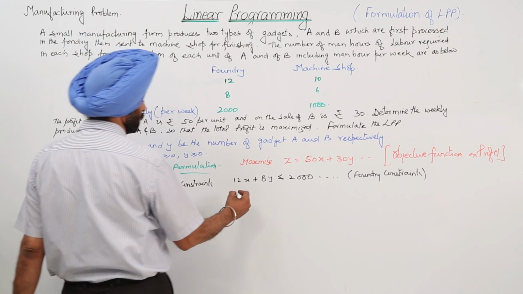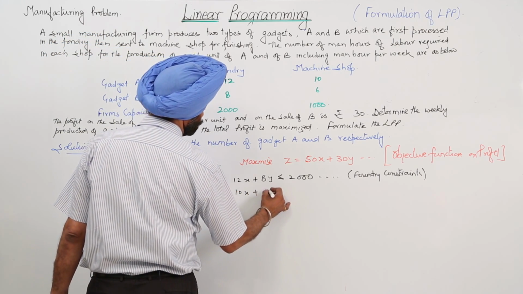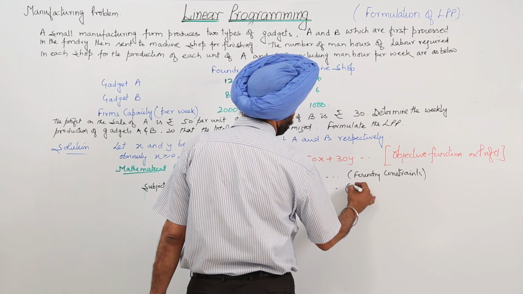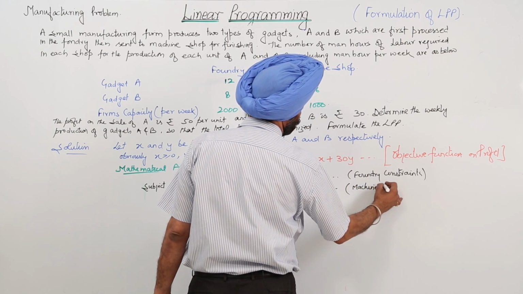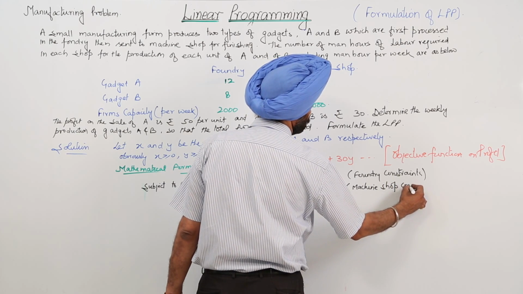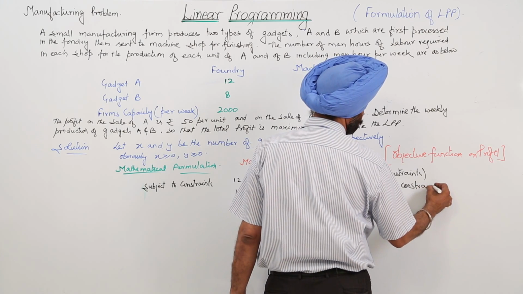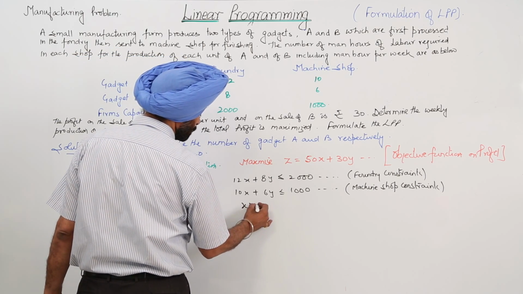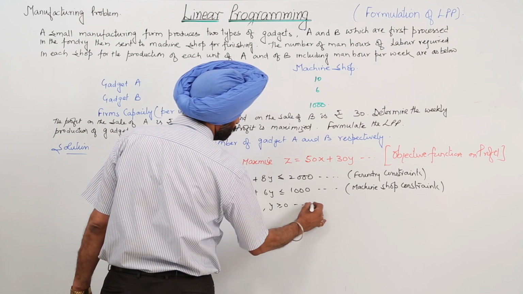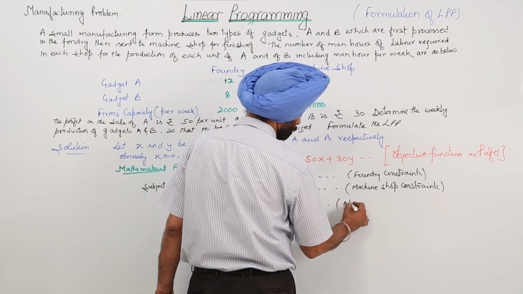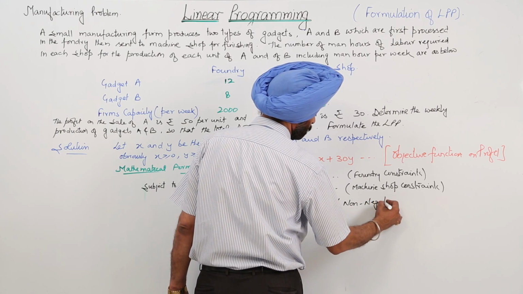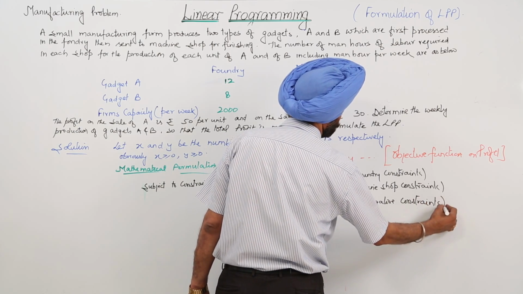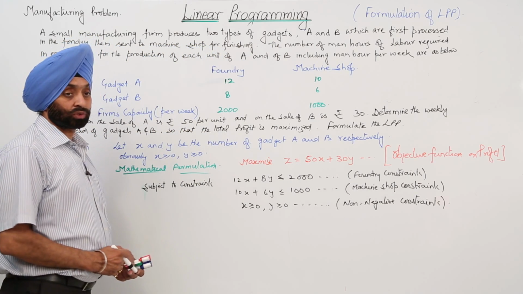Then 10x plus 6y is less than or equal to 1000. Machine shop constraint. Then we have x is greater than or equal to 0, y is greater than or equal to 0. These are what are called non-negative constraints. So now we can solve the question.